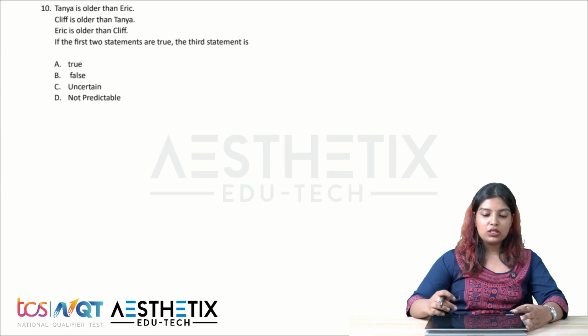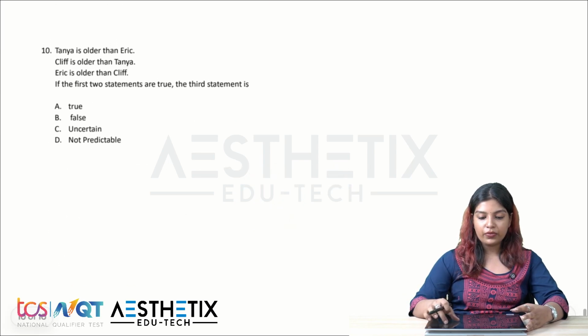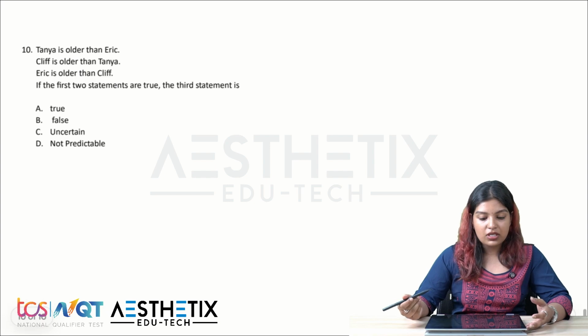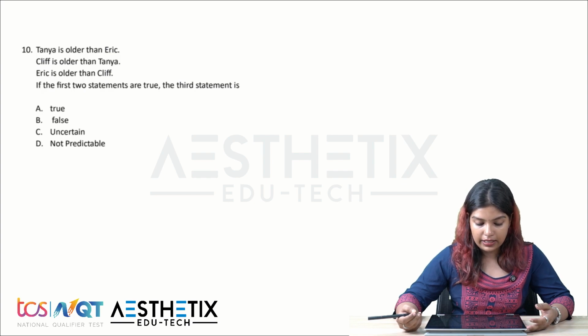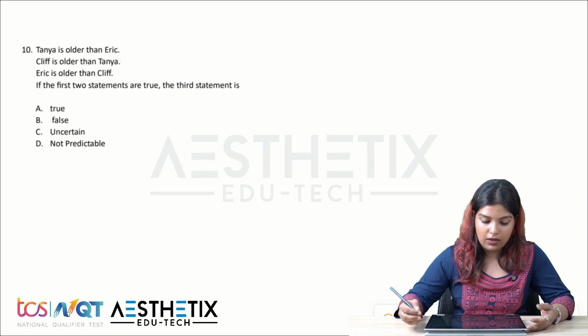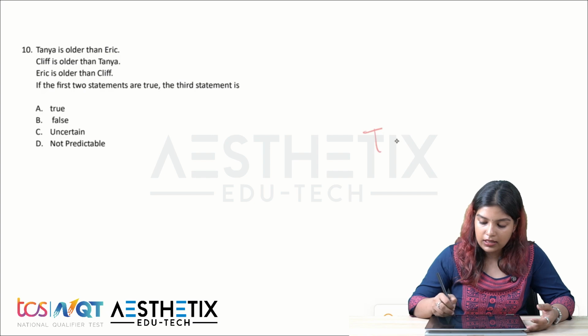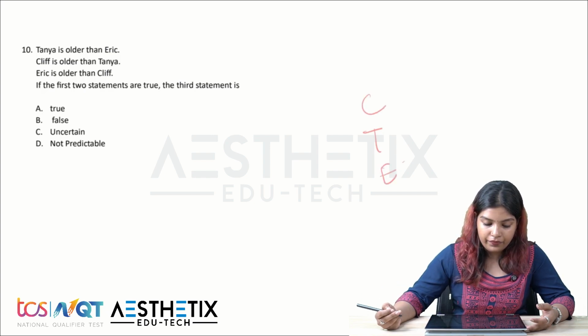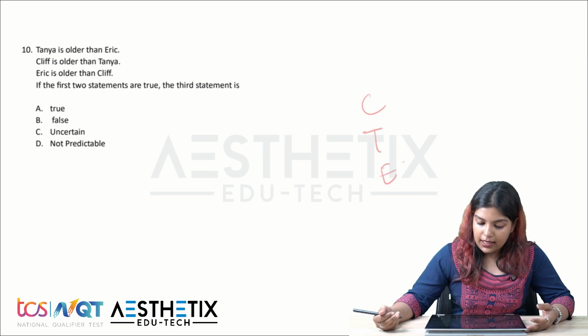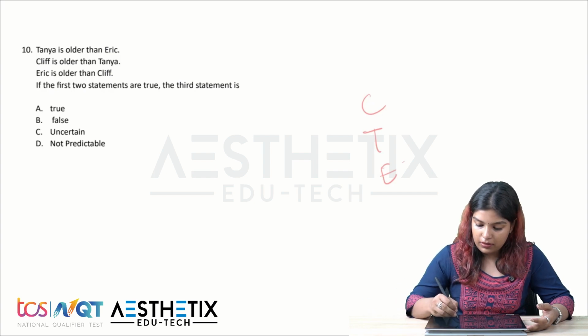Okay, so we are moving to the last question of the series. The last question is again a sufficiency question. The question is Tanya is older than Eric. Cliff is older than Tanya. Okay, Tanya is older than Eric and Cliff is older than Tanya. And Eric is older than Cliff.